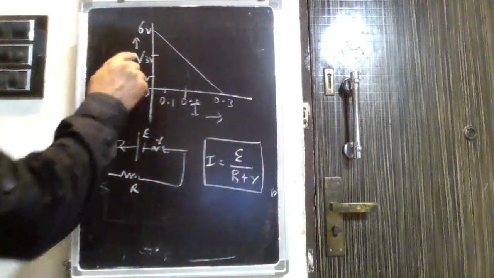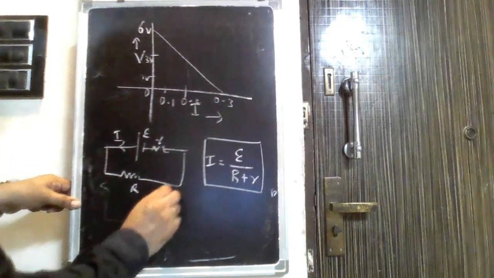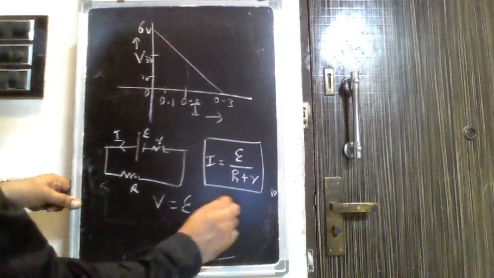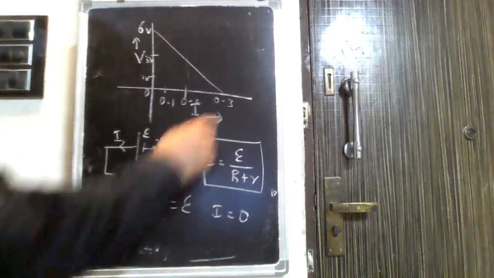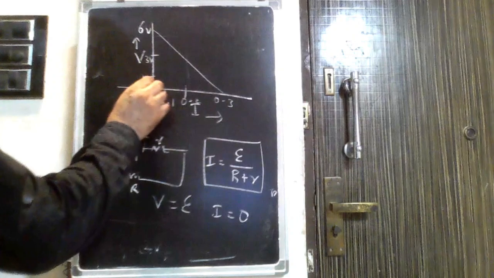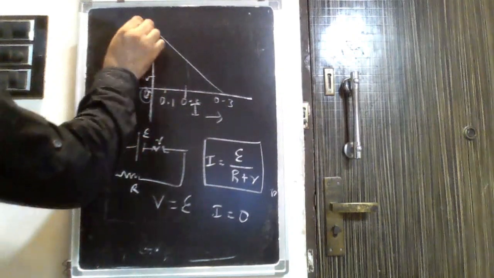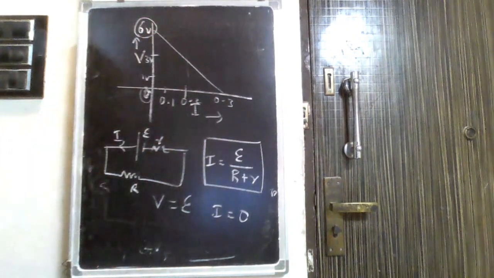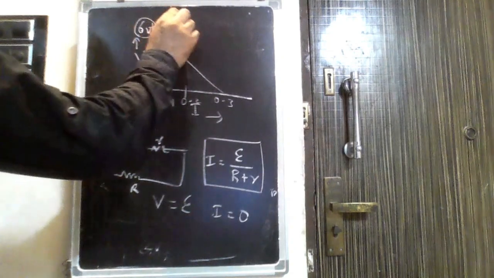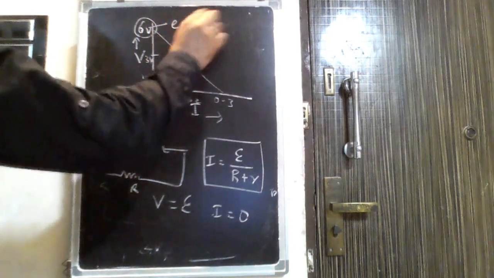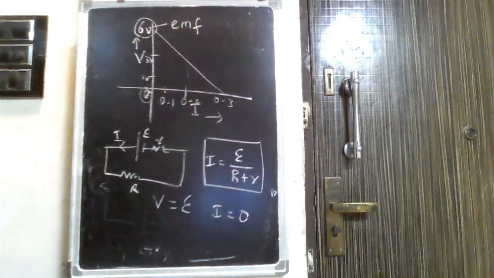So now from this graph I can find the EMF. It's very simple now. V equals E when I is equal to 0. We already studied that. So here when I is 0, my V value is 6 volt. So this 6 volt is going to be the EMF of the cell. So if you're given a graph like this and asked what's the EMF, the maximum value is the EMF.